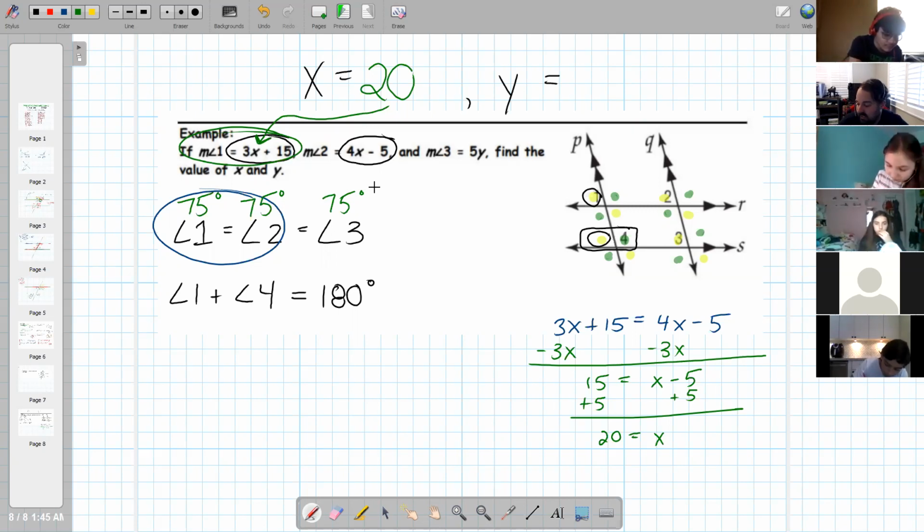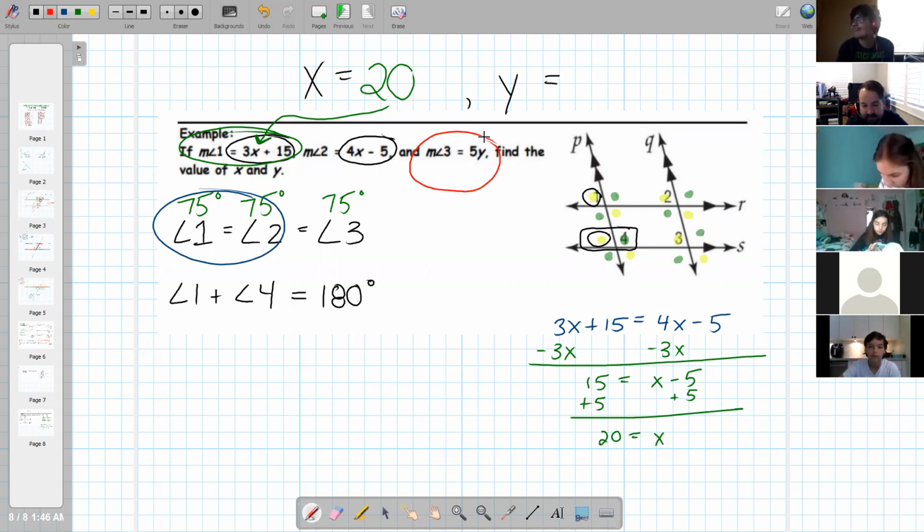Was there anything else we needed to find in this question? Was there anything else we were supposed to go looking for? Yeah, Adrian, go ahead. We needed to find y as well. Well, here's what we know about y. The measure of angle 3 is equal to 5 times y. But we now know what the measure of angle 3 is, don't we? What's the measure of angle 3 that we just figured out a minute ago?